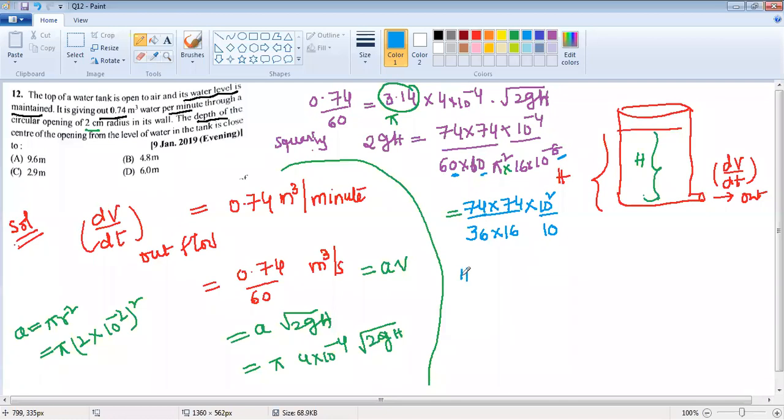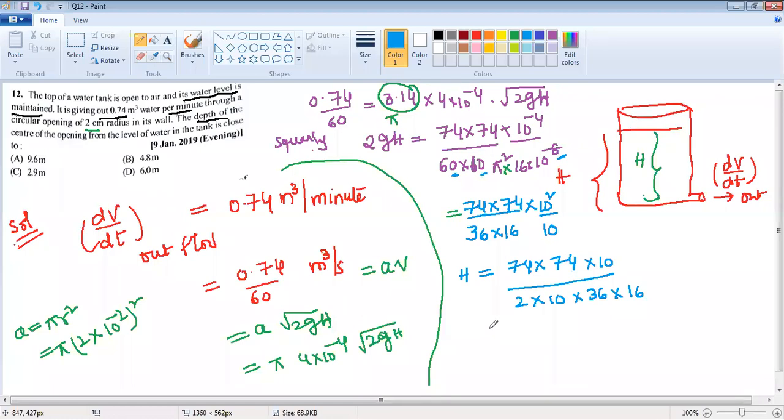2gh. Now h equals 74 into 74. This 10 is cancelled now. This 10 is also still remaining. This is 2 into g, which is 10, because I took g as 10 here. Again 36 into 16. Again this 10 cancels now. Do you understand the point now? Yes. Please go to the calculations here. So what answer do you get here?